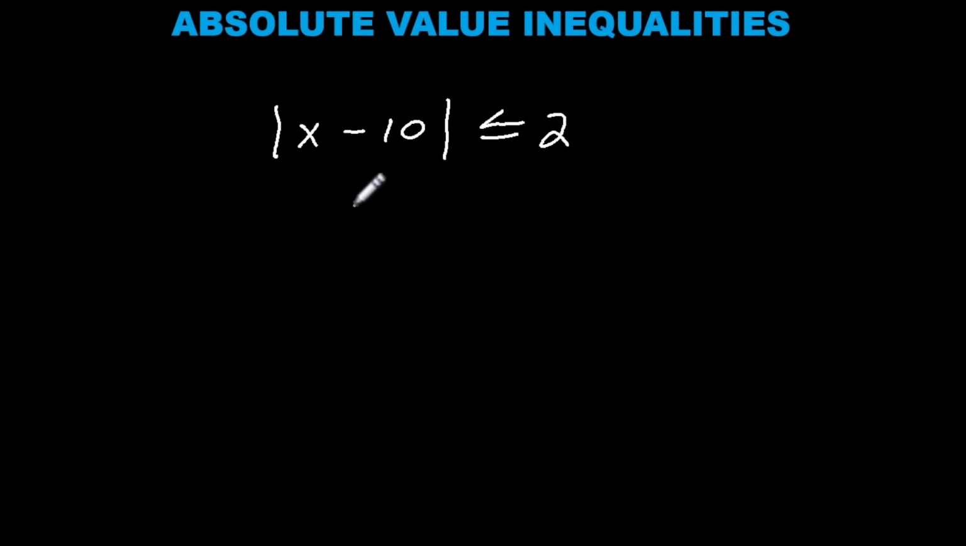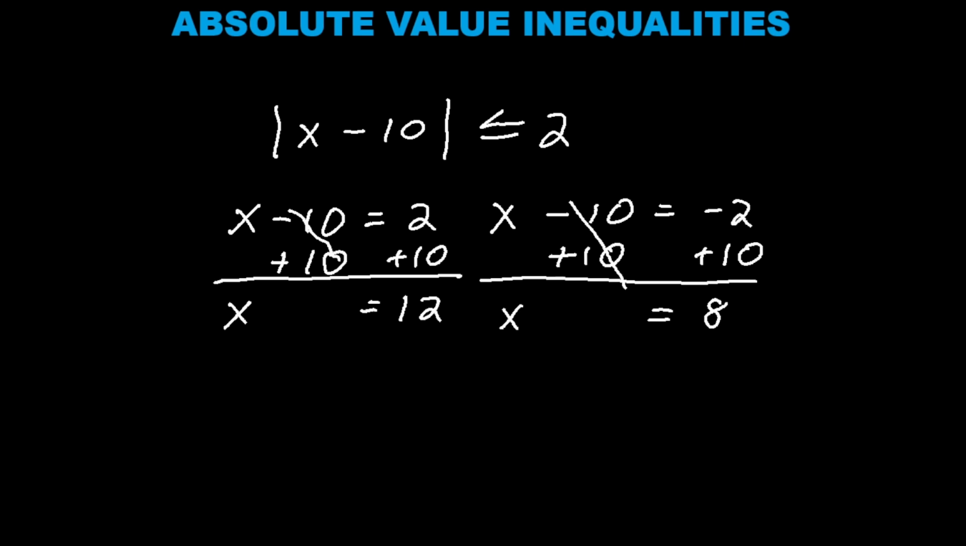So the first thing that I want to do is write what's inside the inequality as two separate equations that sets the x minus 10 equal to positive and negative 2. There are two outcomes for absolute value. And in both cases here, I'm going to add 10 to both sides. So what I find is that I get two values, x equals 12 and x equals 8.